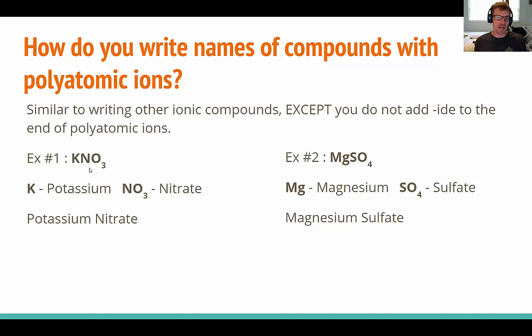That would be ammonium chloride. So you still have to add the -ide to the second nonmetal if it's not a polyatomic ion, right? But again, the polyatomic ions, you don't add -ide.